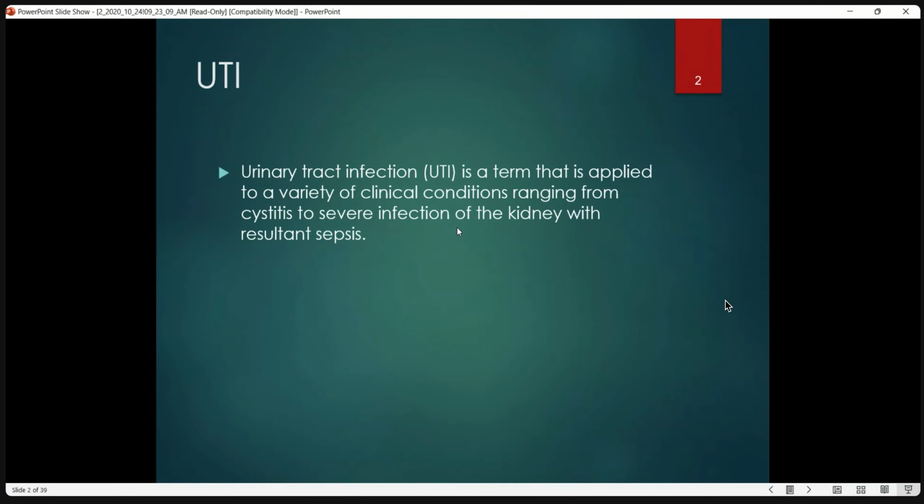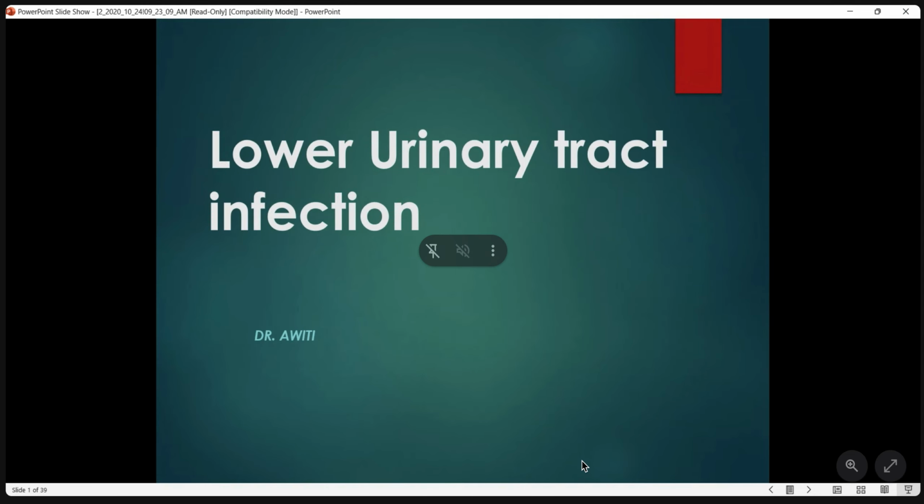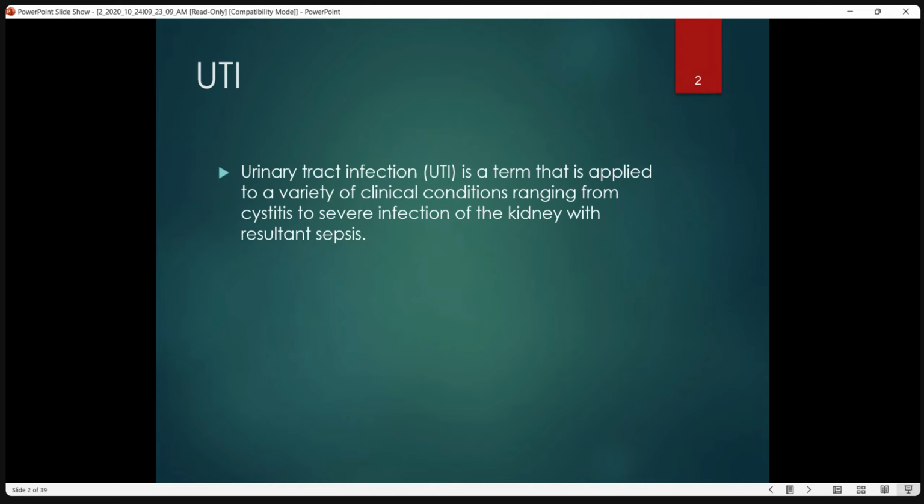This is the definition of UTI. Urinary tract infection is a term that is applied to a variety of clinical conditions ranging from cystitis to severe infections in the kidney with resultant sepsis.